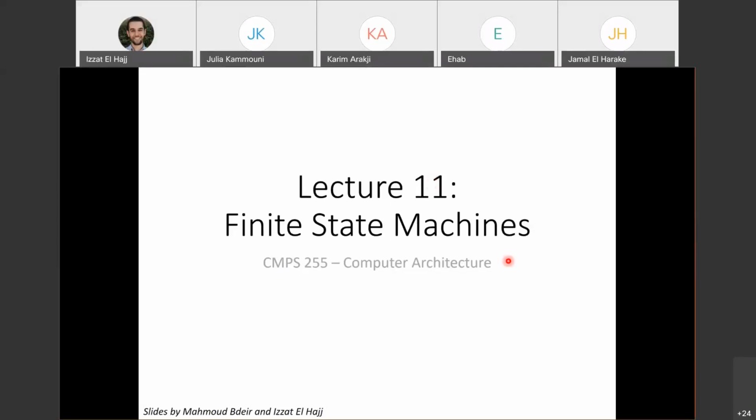Hello everyone and welcome to lecture 11 of computer architecture. Today we're going to talk about finite state machines.